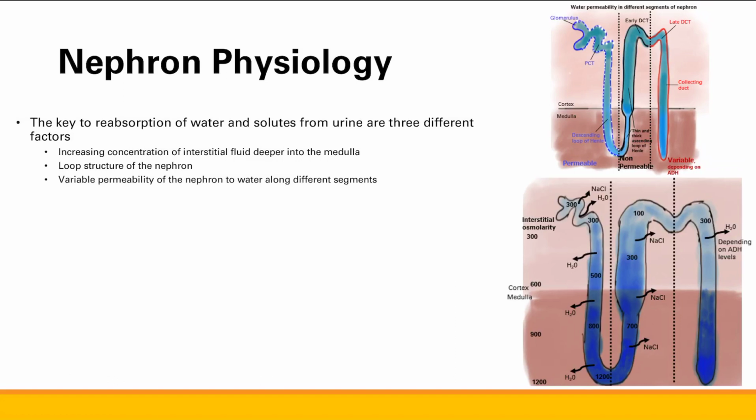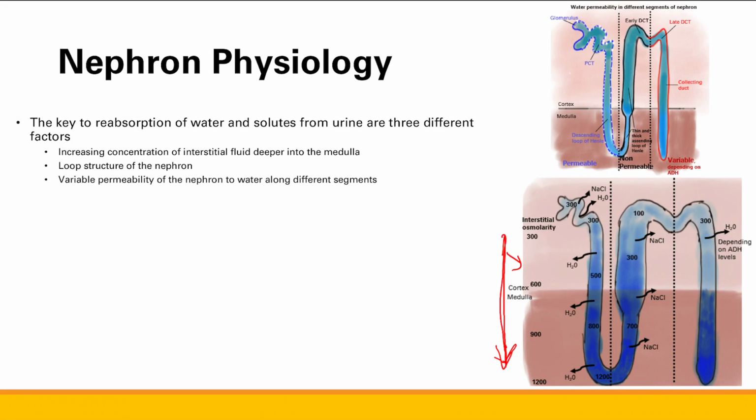First, there's an increasing concentration of interstitial fluid deeper into the medulla, as you can see here. As you go down the medulla, the osmolarity is increasing, and we're going to see why that's important in a second. Second is the loop structure of the nephron, and this loop structure is going to give you access to this deeper concentration as you go down, and it's going to go back up, and we're going to see again why that helps.